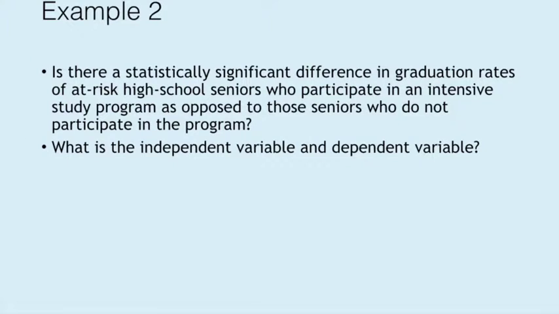Example 2. Is there a statistically significant difference in graduation rates of at-risk high school seniors who participate in an intensive study program as opposed to those seniors who do not participate in this program? Here again, you want to identify the IV and DV. Well, the IV is participation in the intensive study program. Did they participate? Yes or no? And then the dependent variable is graduation status. Did they graduate or not?